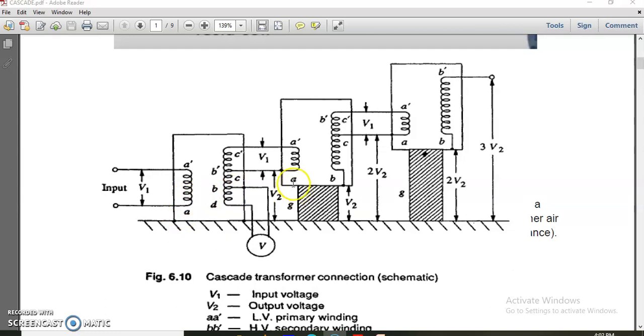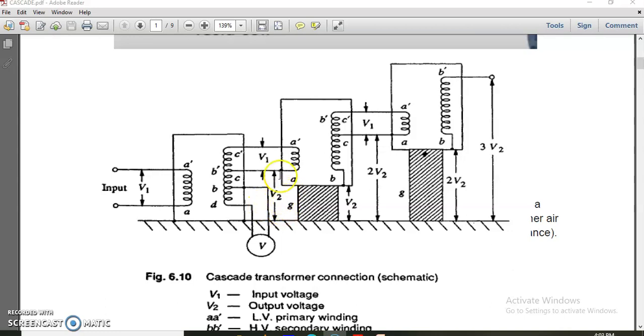The first transformer is at ground potential along with its tank. The second transformer is kept on an insulator, at a distance, and the voltage developed is maintained at potential V2. The output of the first unit is above ground.